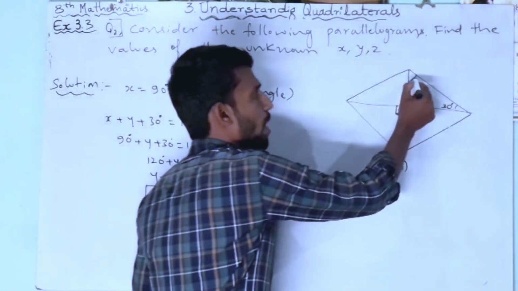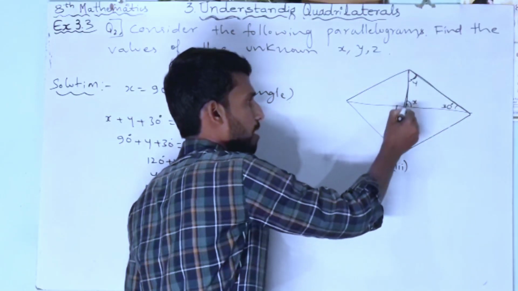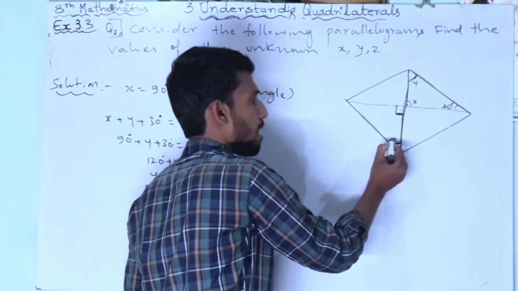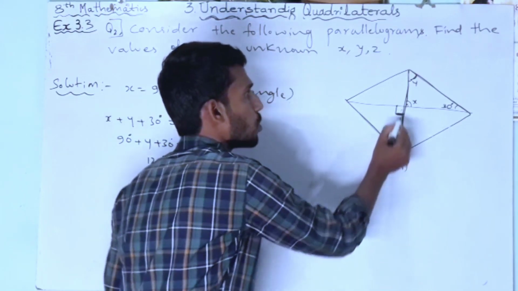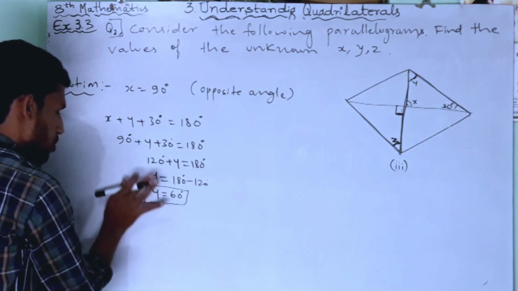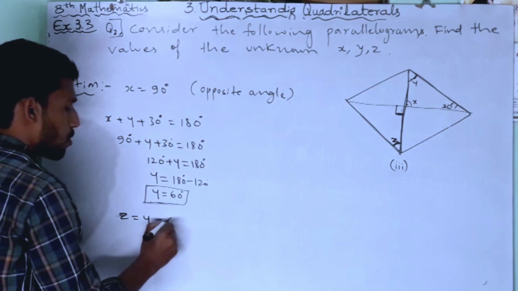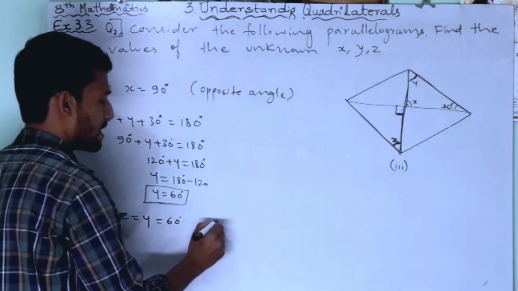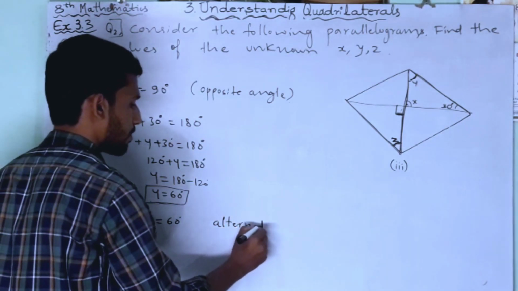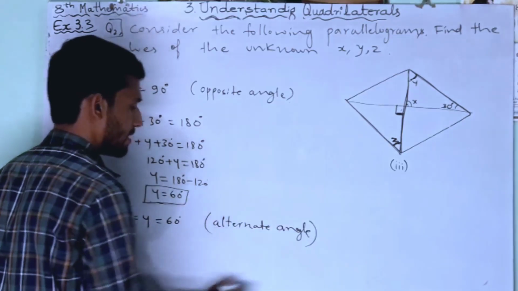Y value is 60 degrees, X is equal to 90 degrees and Y is 60 degrees. Dear student, if Y is 60 degrees, the alternate angles are also equal. The alternate angle is Z, so this is also 60 degrees. Z is equal to Y is equal to 60 degrees because this is the alternate angle. Okay, this is the solution.